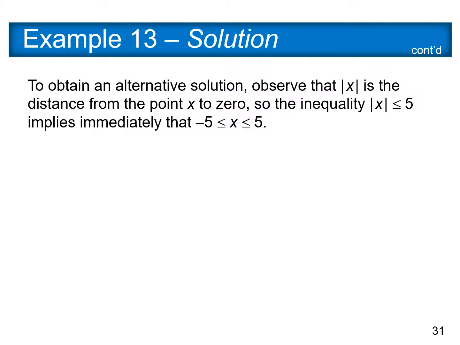To obtain an alternative solution, we can also see that the absolute value of x is the distance from point x to 0. So we can rewrite it as, for example, this: minus 5 will be smaller or equal to x, which will be smaller or equal to 5. And I can just rewrite it like that.